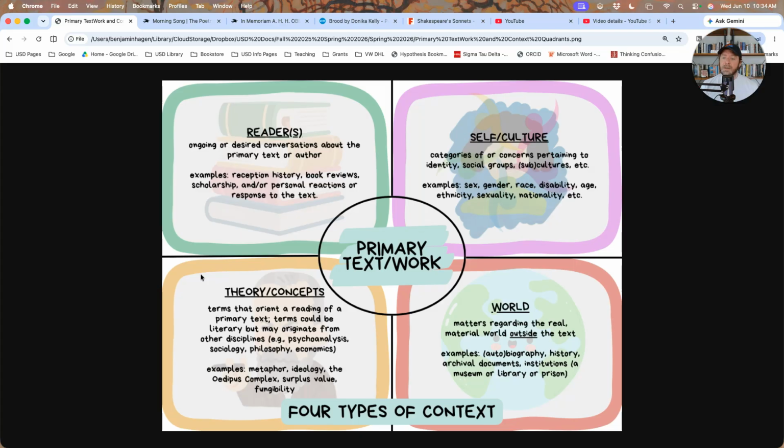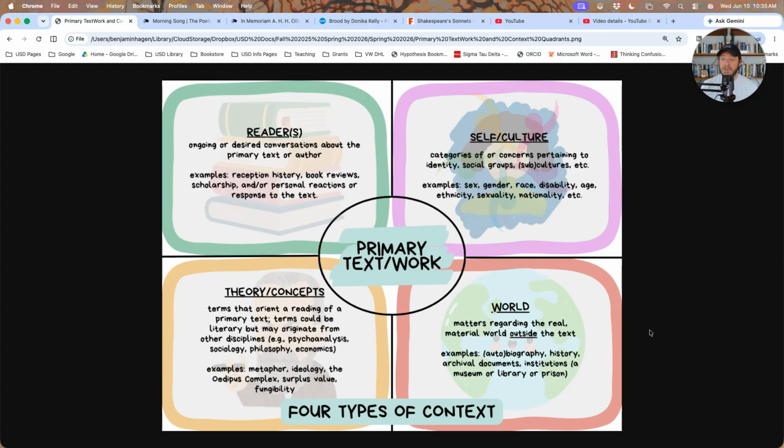And then lastly, the bottom right quadrant is sometimes what literary scholars generally mean by context. So when teachers or scholars insist that you situate your reading in a context, sometimes this is all they mean. But really, all of these, to my mind, are contexts. The bottom right hand corner pertains to what I just call the world, a sort of general sense of matters regarding the real material world outside of the text.